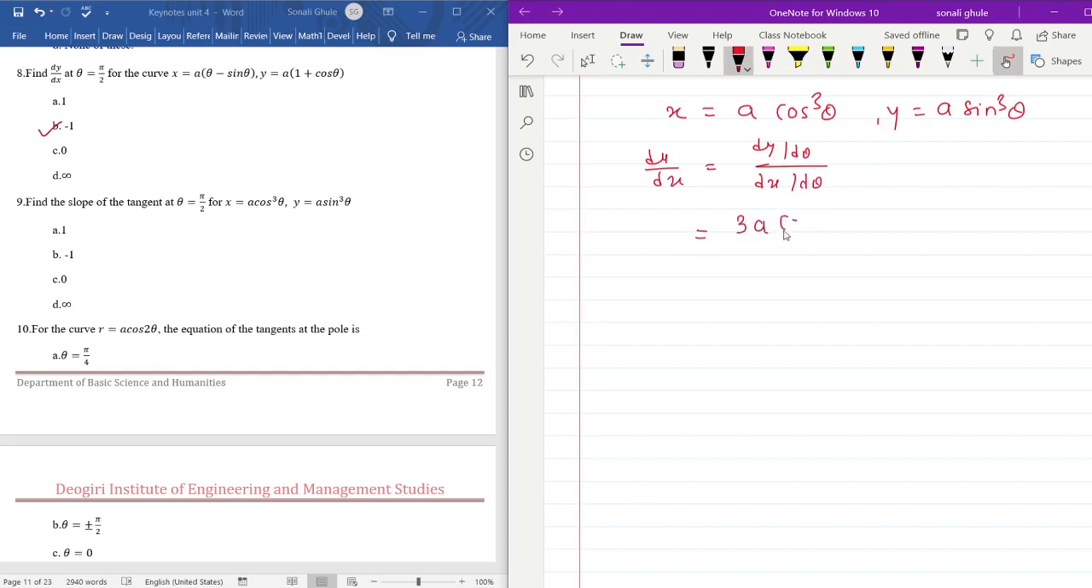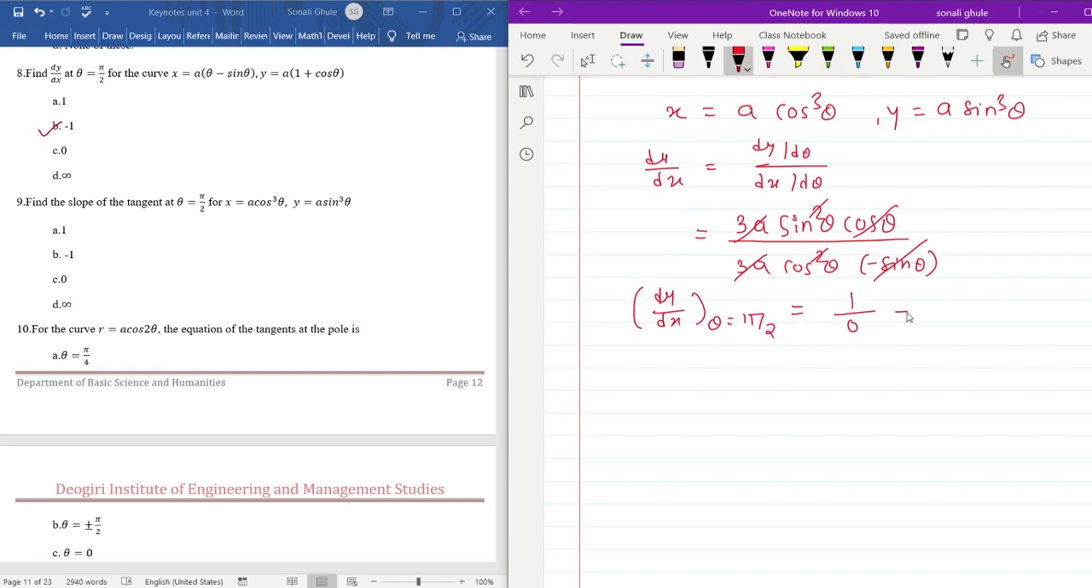3a sin square theta, the derivative of sin theta is cos theta. Then 3a cos square theta, the derivative of cos theta is minus sin theta. So one cos theta gets cancelled, one sin theta gets cancelled, 3a gets cancelled. And we want this slope at theta equals pi by 2. So we can write here sin pi by 2 is 1, cos pi by 2 is 0. It is infinity. So your answer is B here.